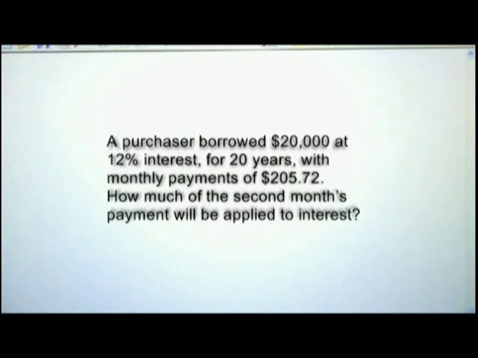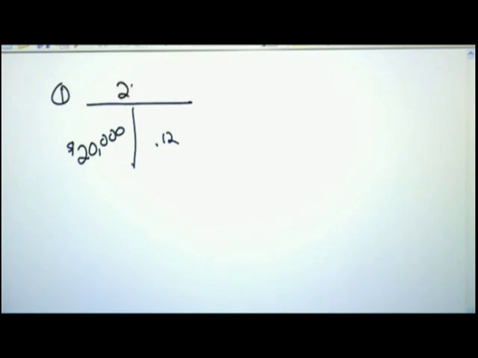Step number 1. I know my loan amount, or my principal amount, and I know the interest rate at which I'm paying it, or repaying it. So I take the $20,000 at 12% interest, which means that I have an annual interest paid at $2,400.